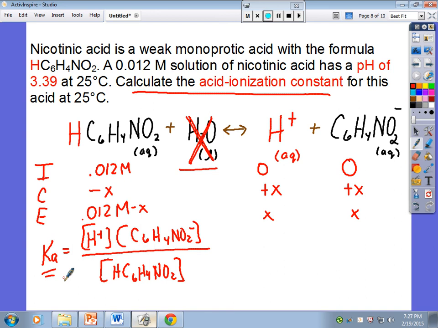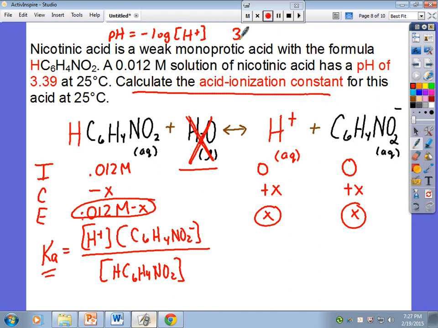Now, that means if I don't know Ka, I have to have a way to find all the things in brackets. How do you do that? Well, we need to find these values. To do that, we need to be able to find x, don't we? Well, what is x? It's a hydrogen ion concentration. And that means I need to use this equation. pH is equal to the negative log of my hydrogen ion concentration. Well, what do we know? We know the pH. The pH is 3.39, and that's equal to the negative log of my hydrogen ion concentration, which is my x. Correct?